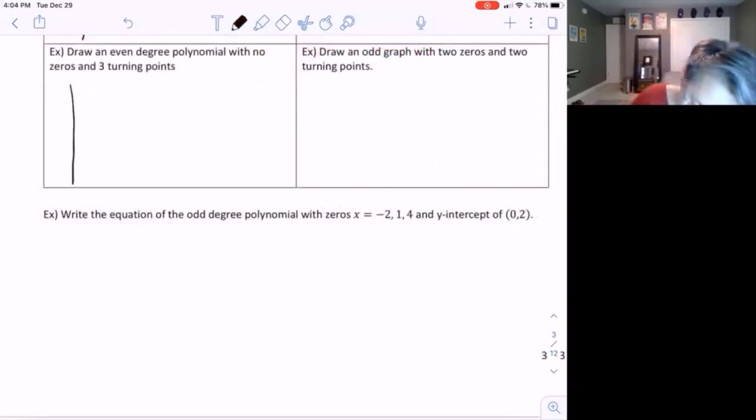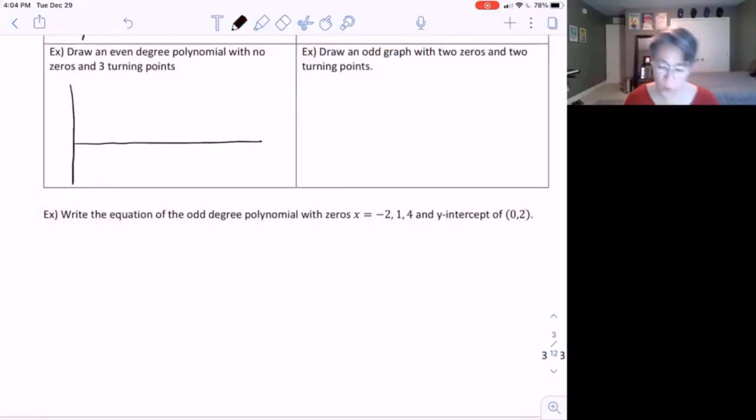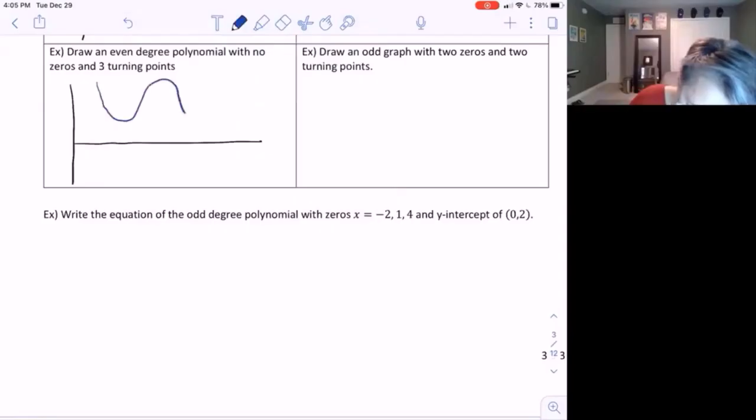Now let's see if we can draw an even degree polynomial with no zeros and 3 turning points. No zeros just means it never crosses the x-axis. So we need the entire thing below or the entire thing above. We need 3 turning points. So there's 1, 2, 3. 3 turning points. But no x-intercepts, no zeros.